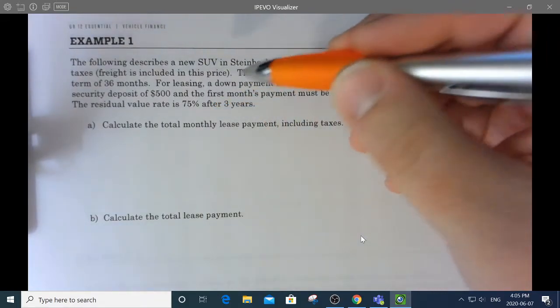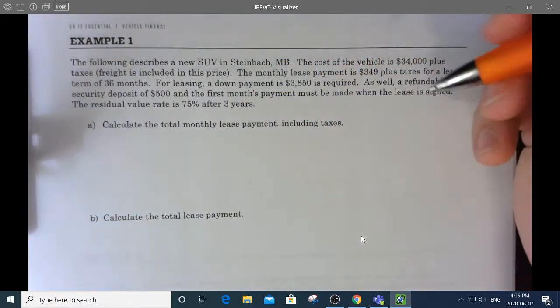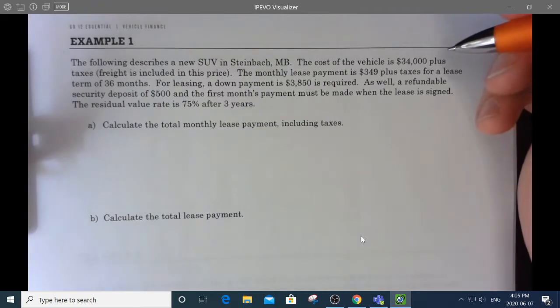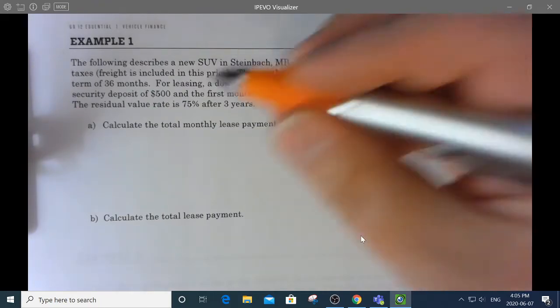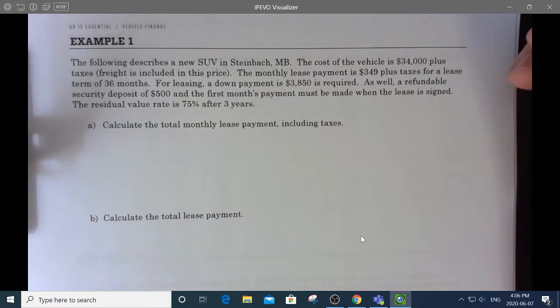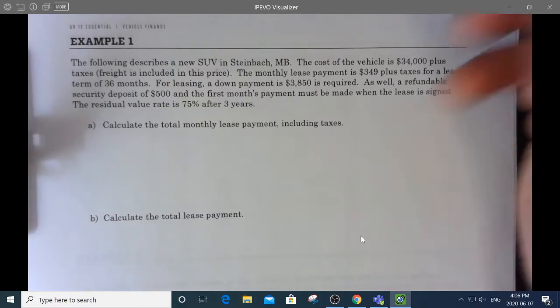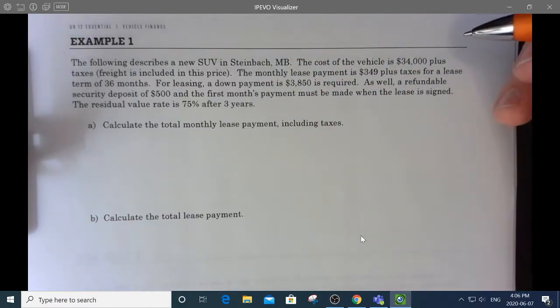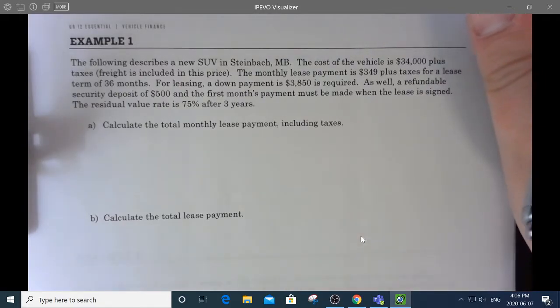For leasing, a down payment is required. Very often there are down payments required when you lease. As well, a refundable security deposit of $500, and the first month's payment must be made when the lease is signed. The residual value is 75% after 3 years. Okay, so we're going to answer a bunch of questions about this situation.